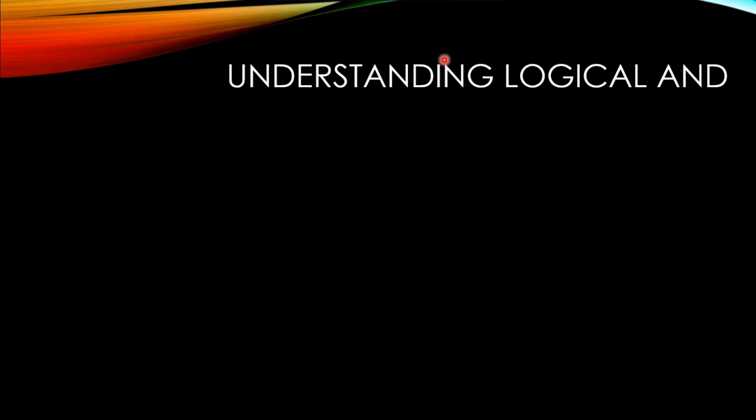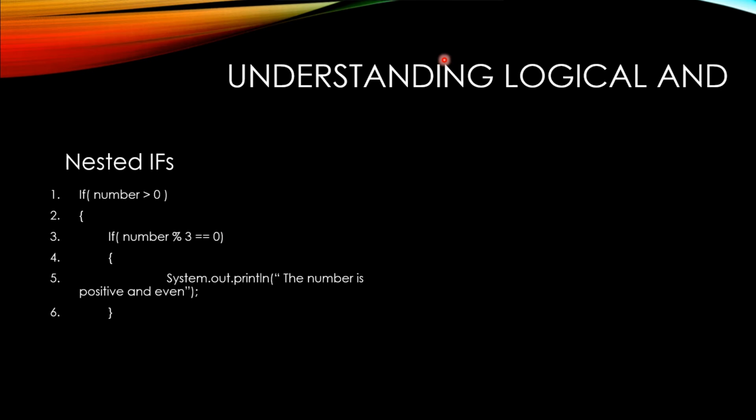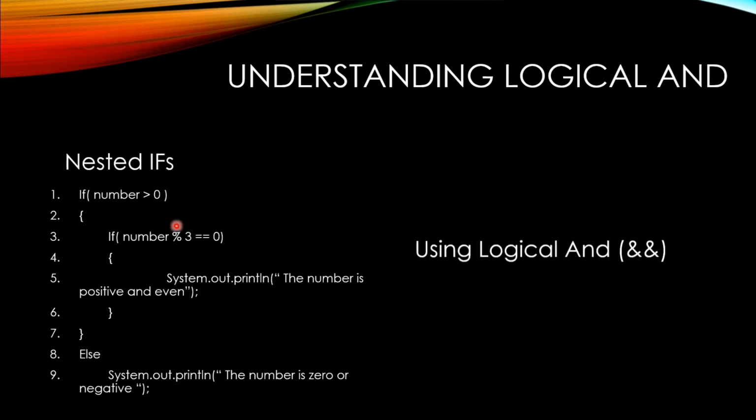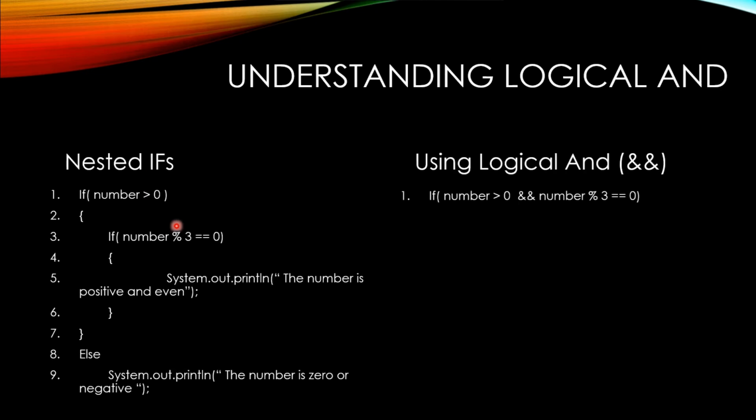So now let's understand logical AND. So yesterday we had solved that we had a number, we checked its divisibility, we had the number printed whether it's positive and even, and then we closed the braces. Otherwise we are printing the number as 0 or negative. Java provides additional functionality where we can concatenate these two if blocks which you are seeing over here. How? Using logical AND, we can write both the statements together using double AND.